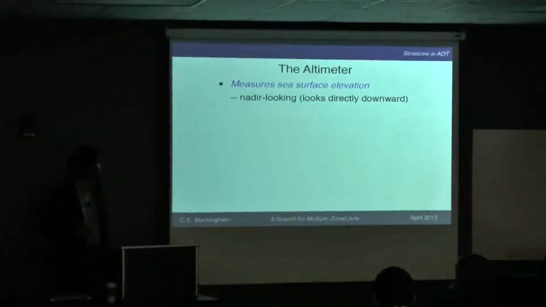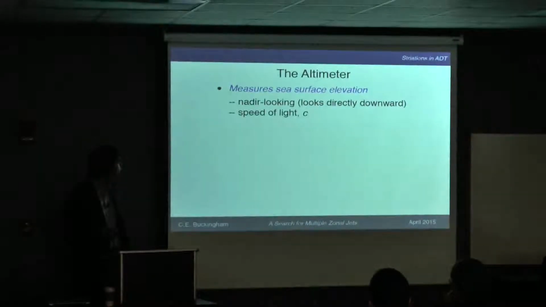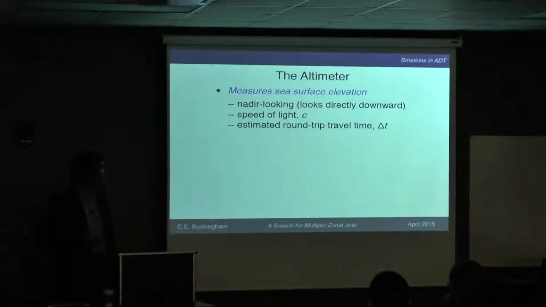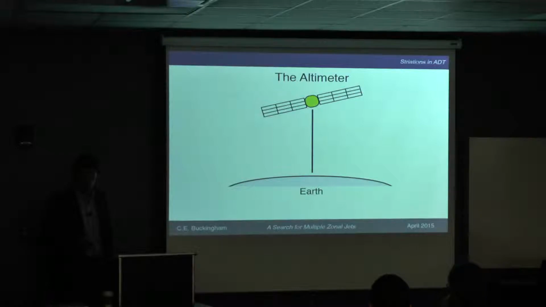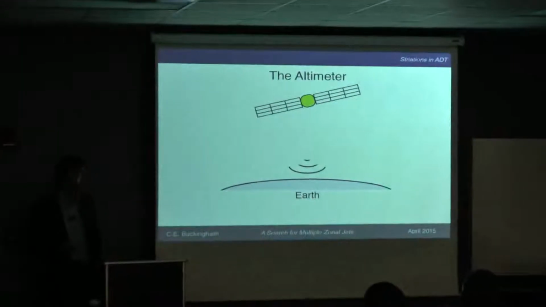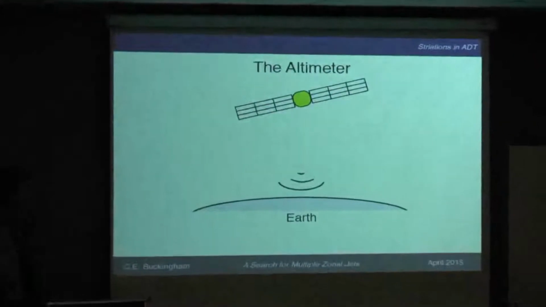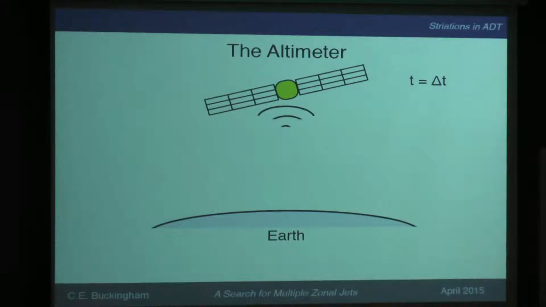So what is the altimeter? It measures sea surface elevation. Nadir looking, it looks directly downward on the Earth. From the speed of light c and an estimated round-trip travel time, you can figure out the distance between the satellite and the Earth. So imagine that an electromagnetic signal is sent toward the Earth. It propagates back up. You get a round-trip travel time, and the distance is given by that equation.